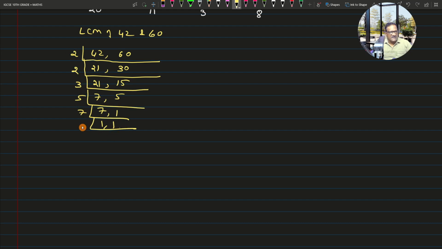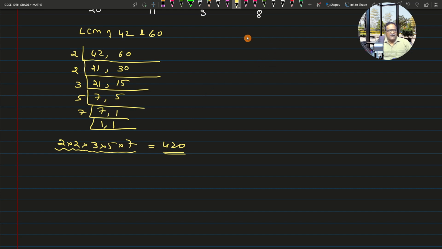Now you can see here, whatever I'm getting, that is 2 into 2 into 3 into 5 into 7. This is nothing but the LCM of 42 and 60. So this works out to 2 2s are 4, 4 3s are 12, 12 5s are 60, and 60 into 7 is 420. So this is the LCM of 42 and 60. This is one of the methods. This is known as the long division method.